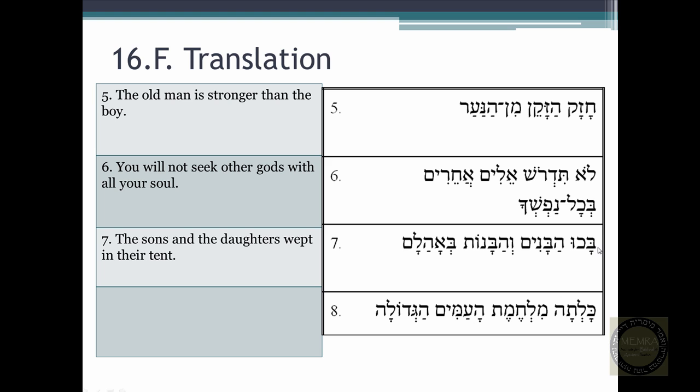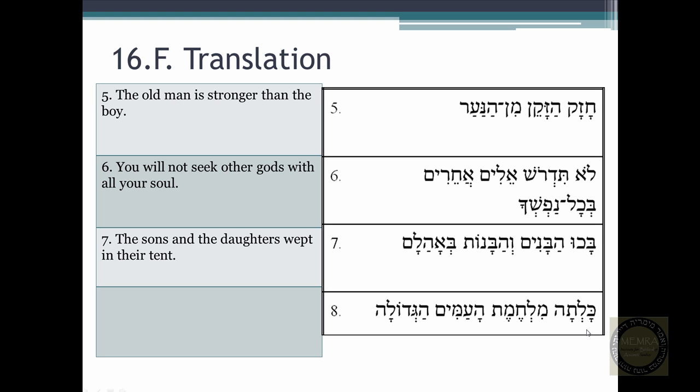No prefix, and so we have to wonder, well, what happened to the third consonant in our lemma? Well, if you recall third hey verbs, before a vowel ending, that third hey will drop. It'll disappear. So the sons and the daughters wept in their tent, in the tent of them, very literally. Preposition, noun, suffix, in the tent of them, in their tent.